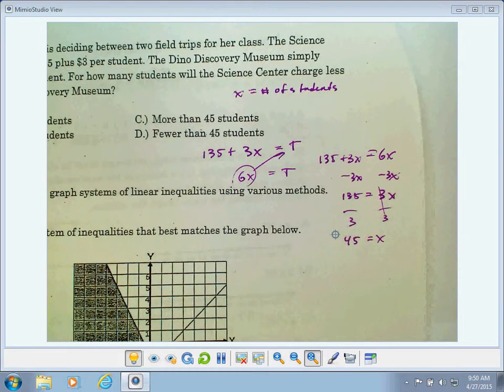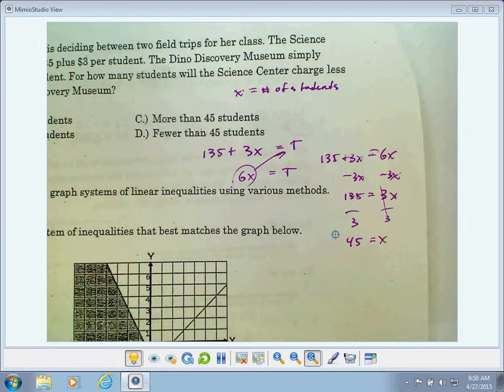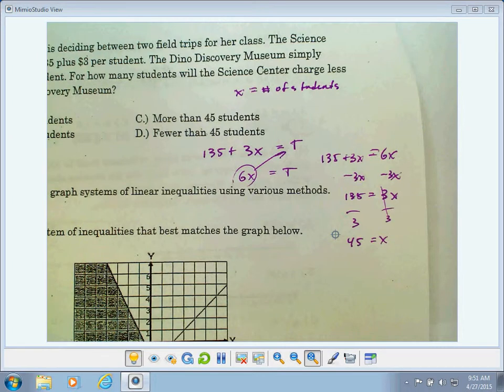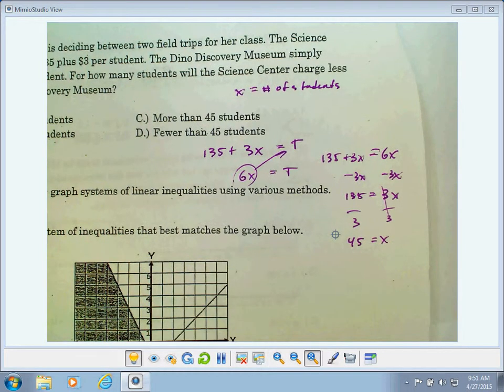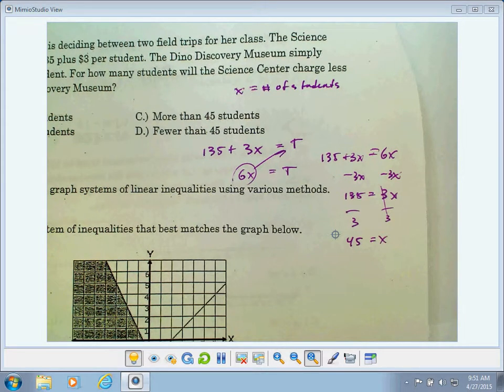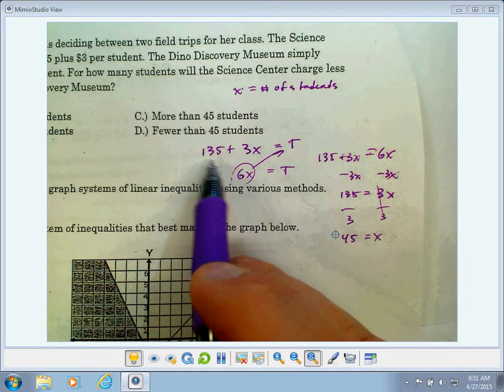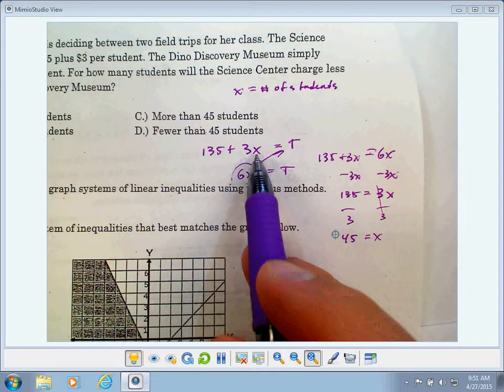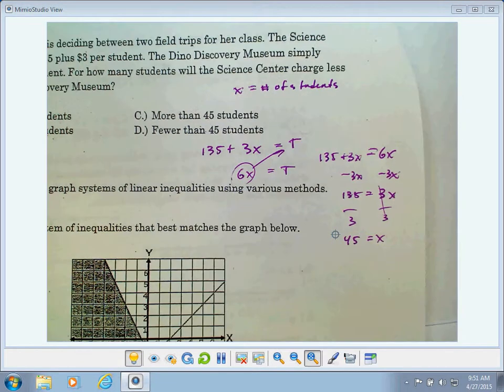Okay, because I think we know that the place that charges $6 per student is going to be more expensive after a certain point. But right now, think about it. You're paying $135 automatically, but only $3 per student. But you still have to pay $135. So if you have just one student, the first place would be $135 plus $3. That would be $138 to go to the Science Center. But the Dino Discovery Museum would be $6.